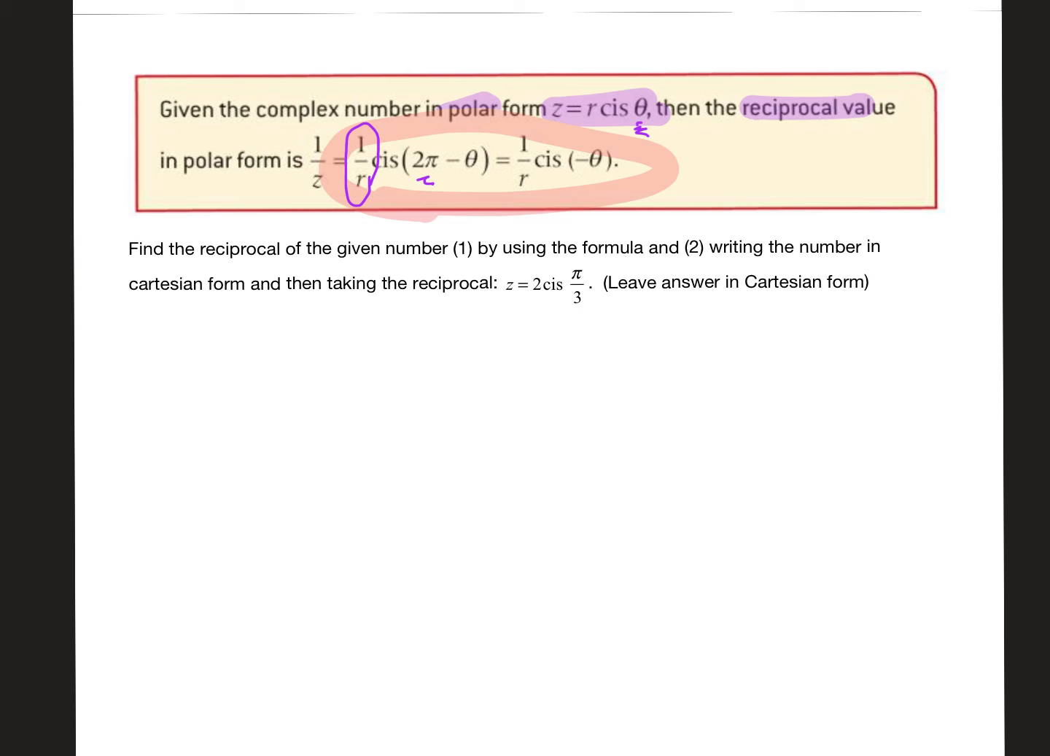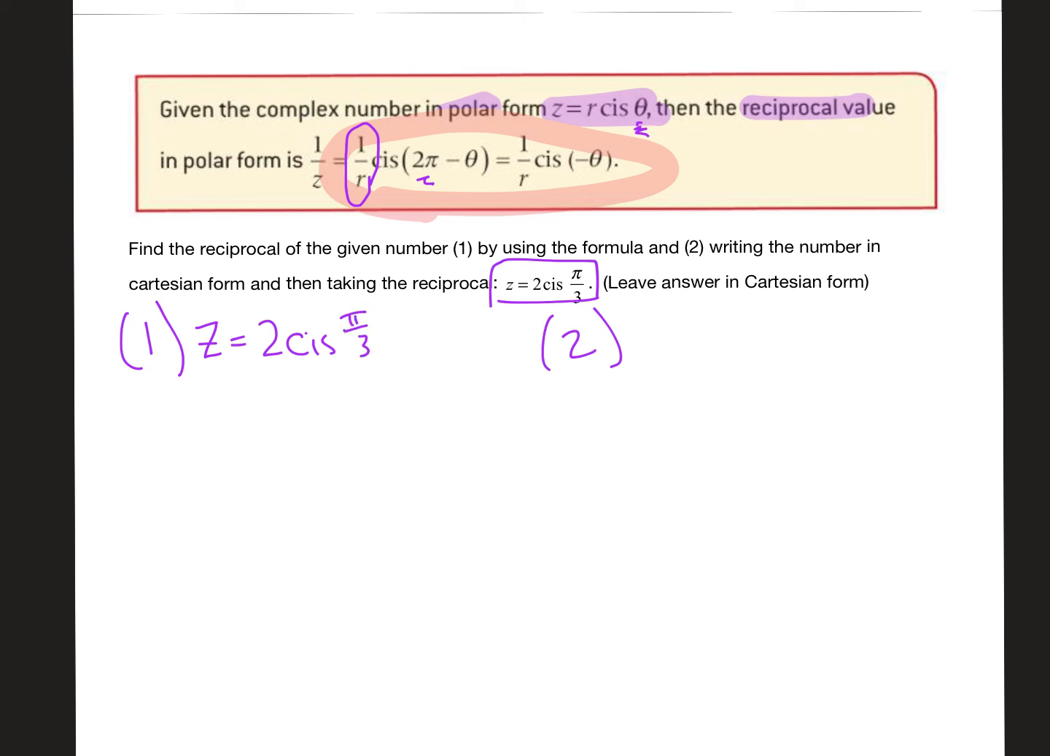So I have one example that I'm going to do with you, and then you'll be doing the worksheet. Here are the directions. Find the reciprocal of the given number, 1 by using the formula, and 2 by writing it in Cartesian form and taking the reciprocal. So here we go. Here is our complex number, and notice it's already in polar form. Let me write that down. z equals 2 (cosine + i sine) of pi over 3.